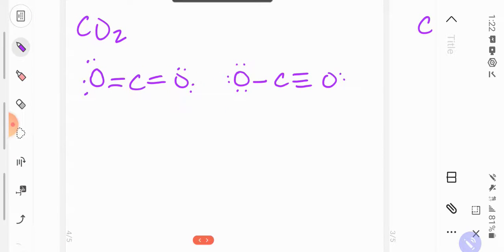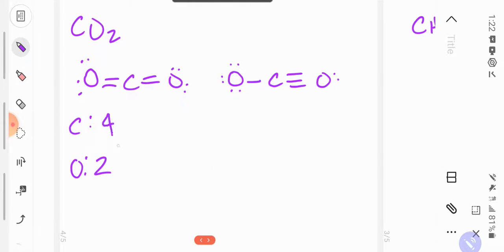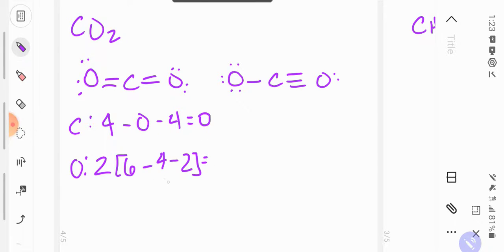We have 2 versions of carbon dioxide, and we want to know which one is the most correct based on formal charge. On this one, we'll do carbon and we'll do oxygen. These oxygens look the same, so we'll just multiply whatever we get times 2. Our valence for carbon is 4, and our valence for oxygen is 6. There are 0 dots around carbon and 1, 2, 3, 4 dots around each oxygen. There are 1, 2, 3, 4 dashes attached to the carbon and 2 dashes attached to each oxygen. So from this we get 0. 6 minus 4 is 2, minus 2 is 0. So all of our charges here are 0.